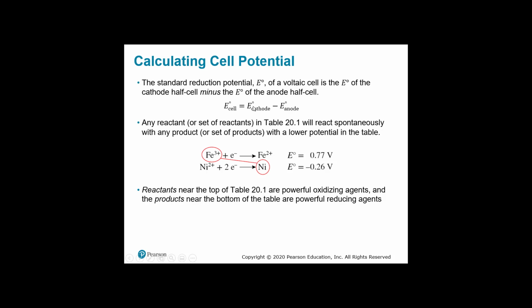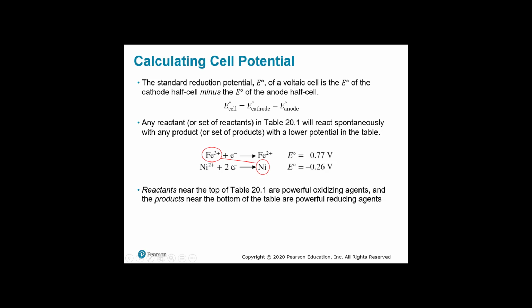So what we do is we set these values up. Now remember, if we have an overall positive value, this is a spontaneous reaction. So if I set this up, we take the cathode, which is here, which is 0.77, minus the anode, which is negative. There's a subtraction sign, so we put parentheses and we write negative 0.227, which makes it a plus sign. So the overall of this is plus 1.03 volts. So this is a spontaneous reaction. That means that the iron 3 will react with the nickel to produce iron 2 and nickel 2.